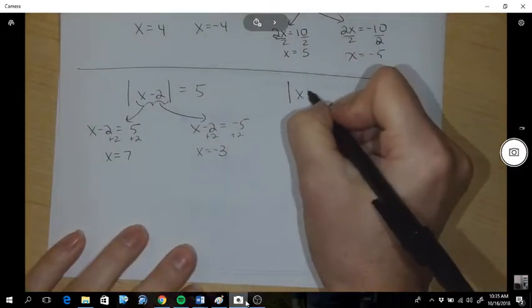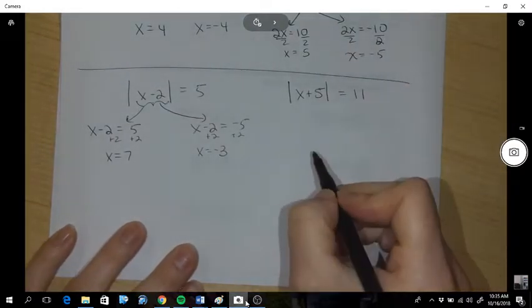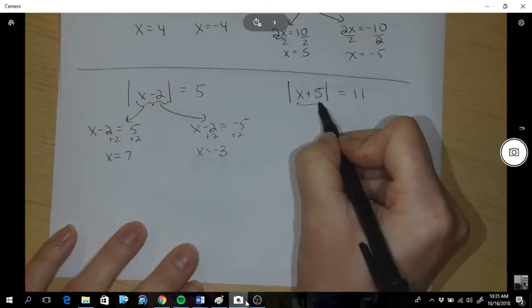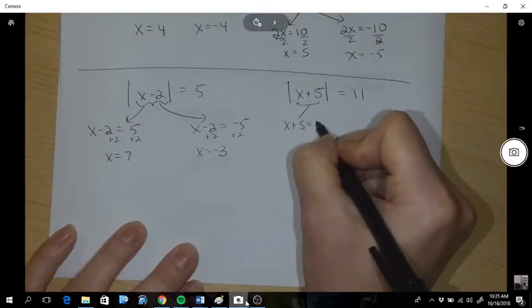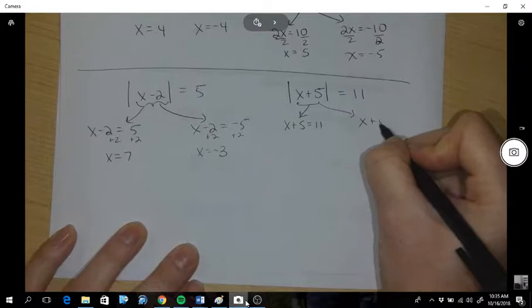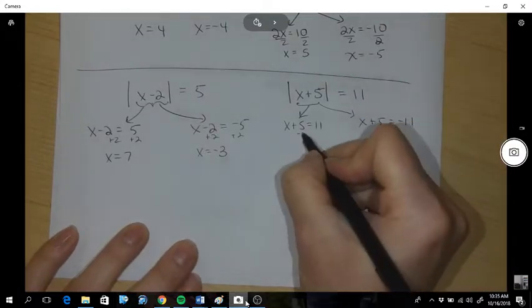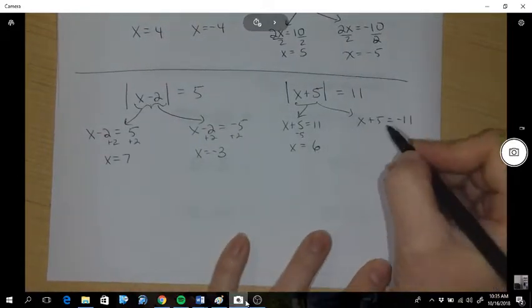Okay, x plus 5 equals 11. Same thing. This inside chunk, I want it to be 11 or -11. So x plus 5 is 11, or x plus 5 is -11. Subtract 5. Solution 1 is x equals 6.